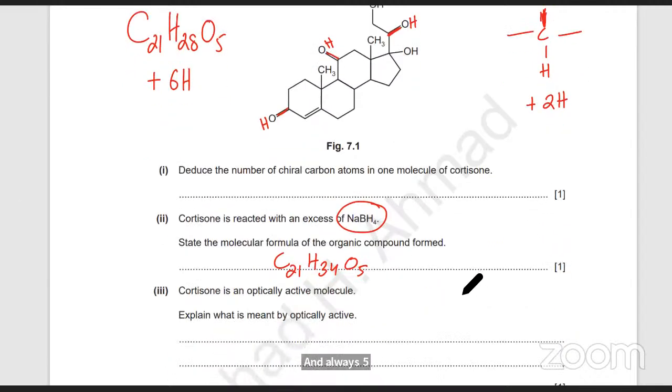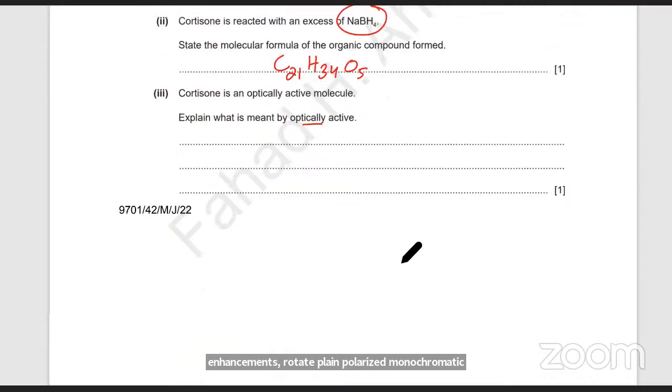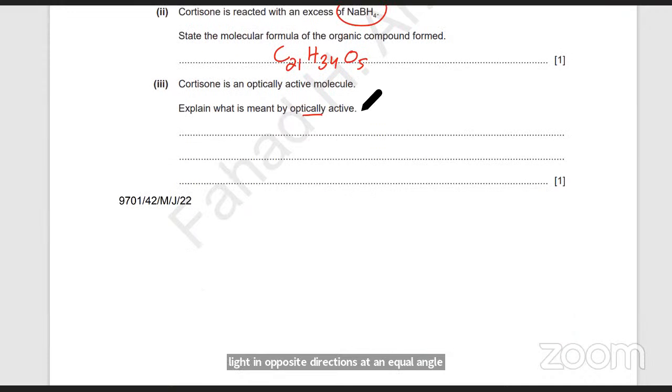5. Cortisone is an optically active molecule. Explain what is meant by optically active. The literal definition: optical means it has to do with light. Both enantiomers rotate plane polarized monochromatic light in opposite directions at an equal angle. So that is what is meant by optically active.